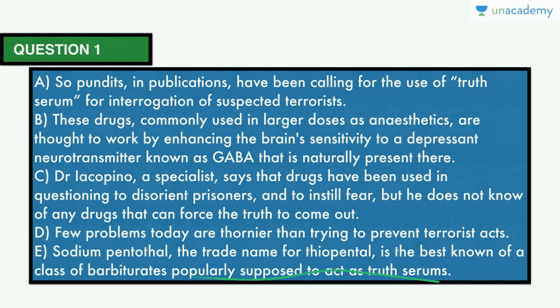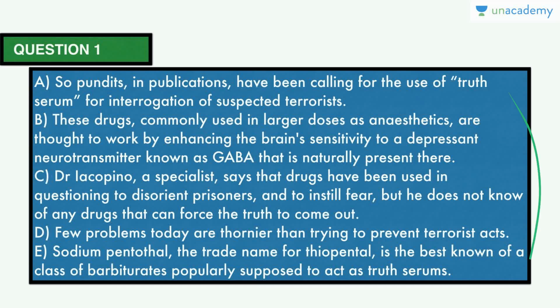So the sequence could be starting from sentence D, moving on to A, that to prevent terrorist acts, pundits in publications have been calling for the use of truth serum. Then you can move on to talking about the specifics of truth serums. Sodium pentothal, the trade name. Then you would clearly end with B. What is sentence C doing?